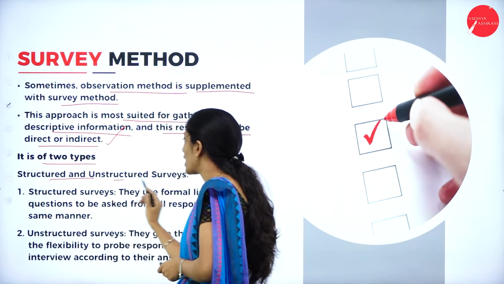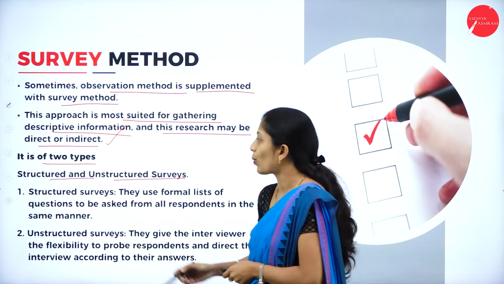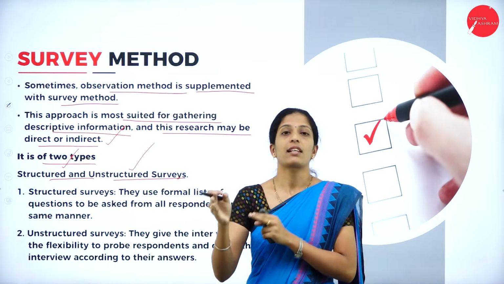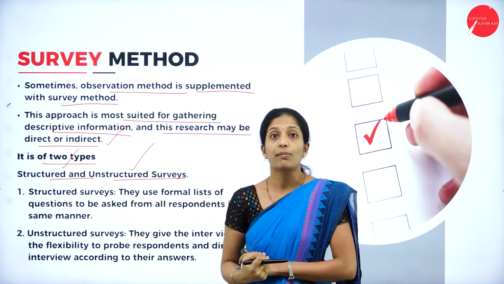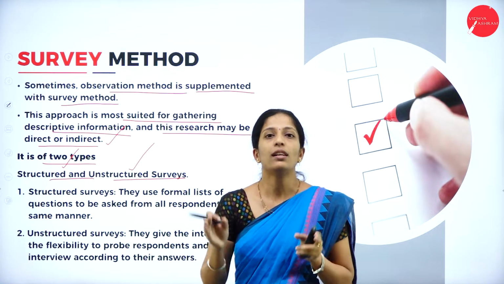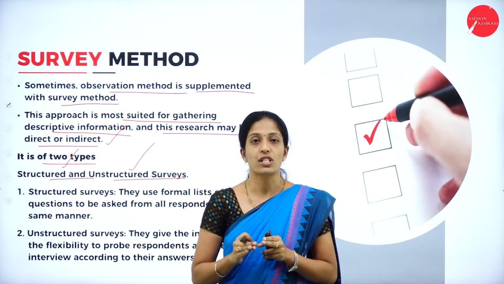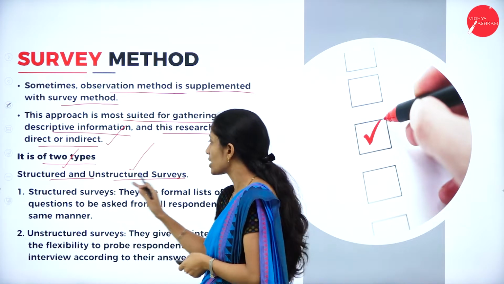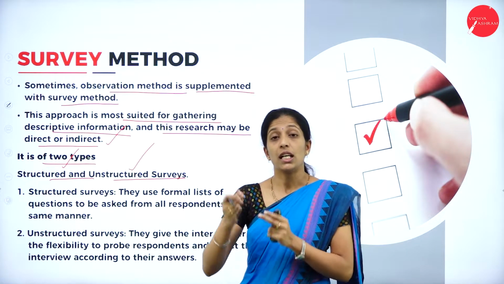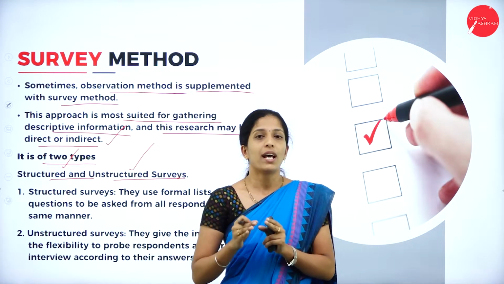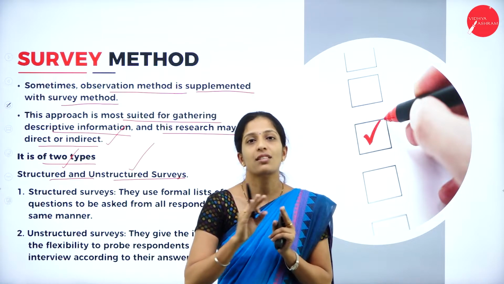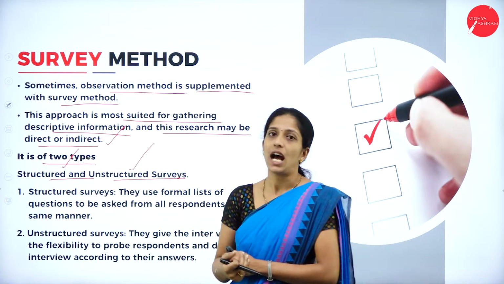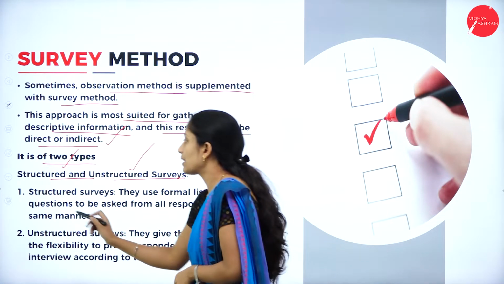One is structured as well as unstructured survey. We already know the meaning of structured as well as unstructured because we have learnt under structured interview and unstructured interview. Now, what do you mean by structured? Here the whole interview process or the whole survey process will be structured, or in a systematic manner. That is known as what? Structured survey. Now coming to the unstructured, it is the opposite of structured survey, where the whole system of survey is not systematically arranged. That is known as what? Unstructured survey.